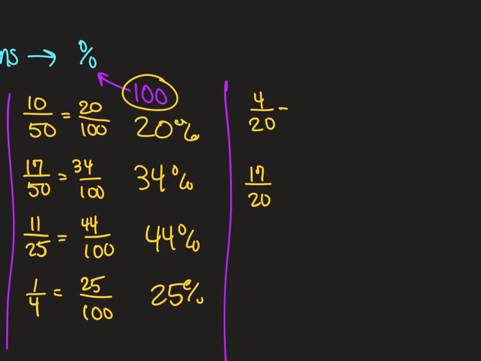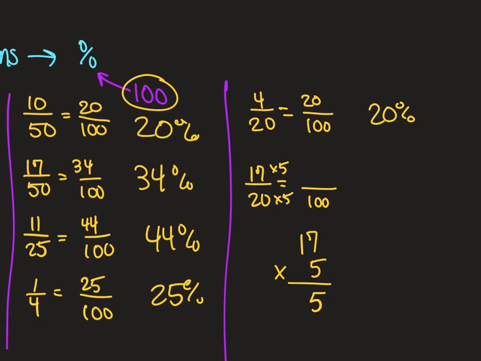Can 20 make 100? Sure it can. Times 5, times 5. What about 17 out of 20? 20 can make 100. Times 5, times 5. Oh, I can't do that one in my head. I need some scratch work. 17 times 5 is 5, carry the 3, 85. 85 over 100, so that's 85%.